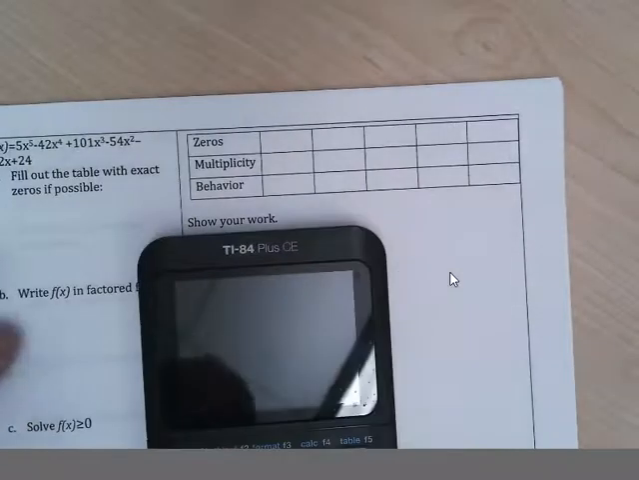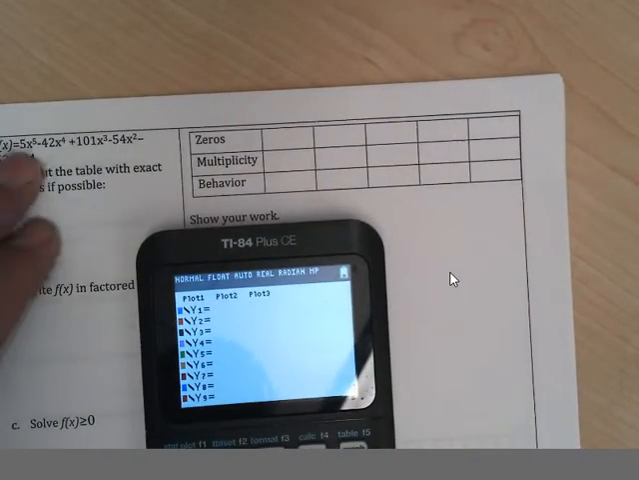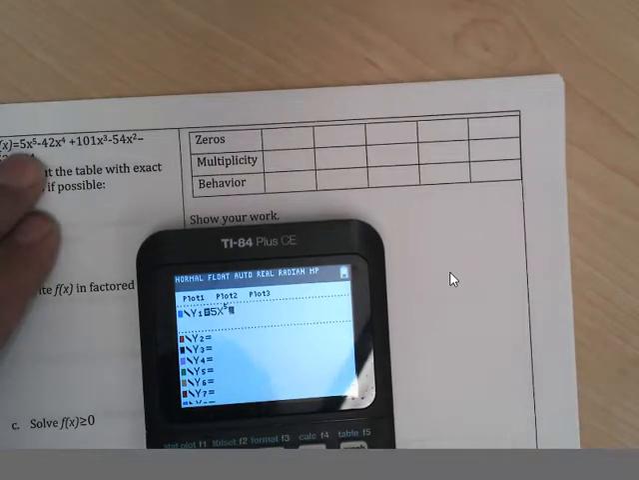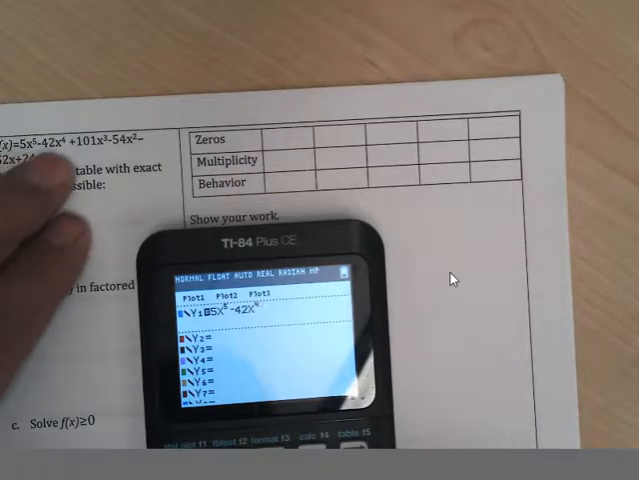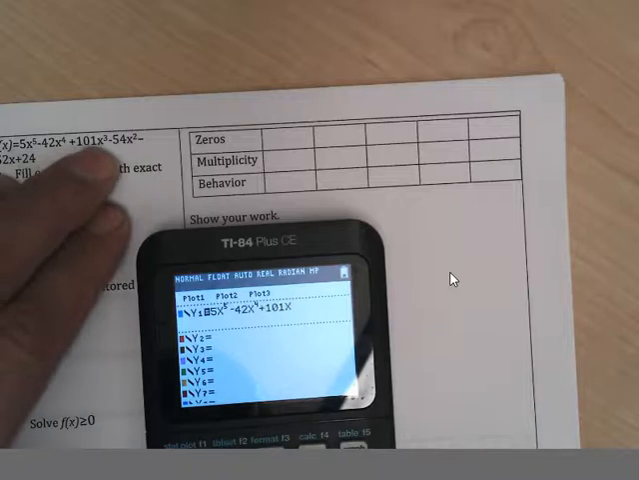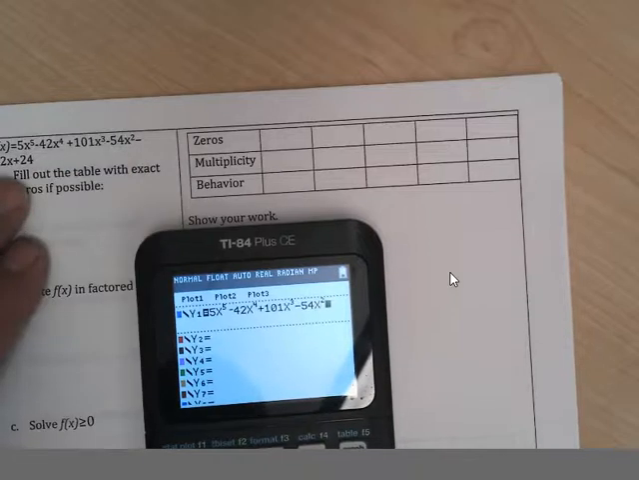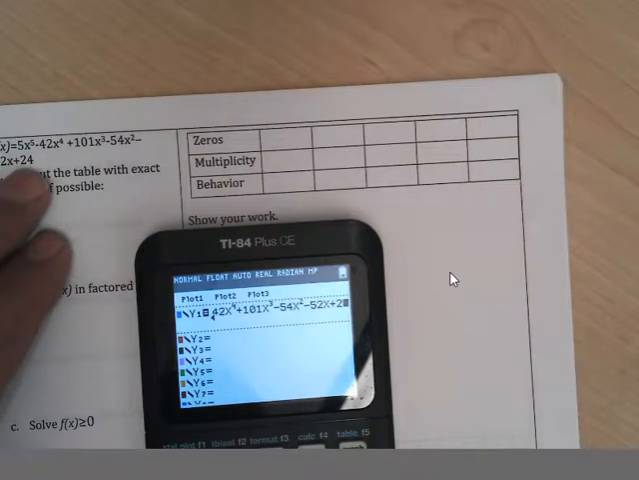Alright, so to do this one, type in the equation: 5x to the 5th minus 42x to the 4th plus 101x to the third minus 54x squared minus 52x plus 24. Zoom 6.